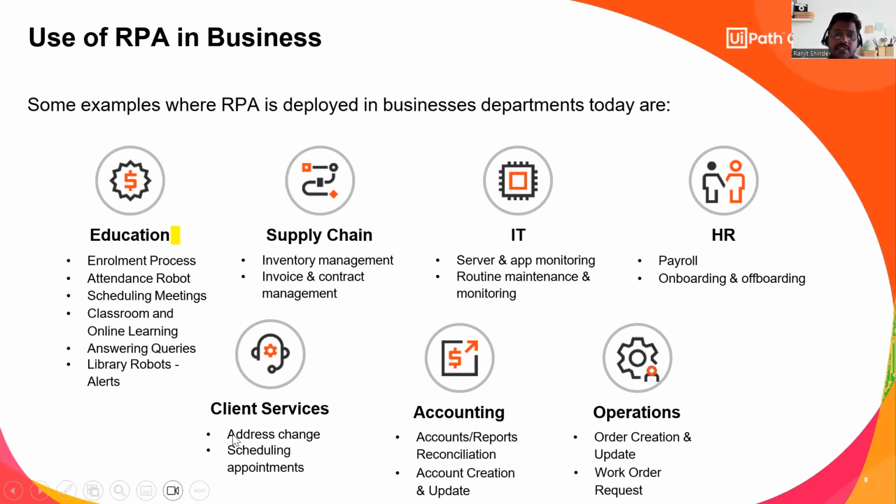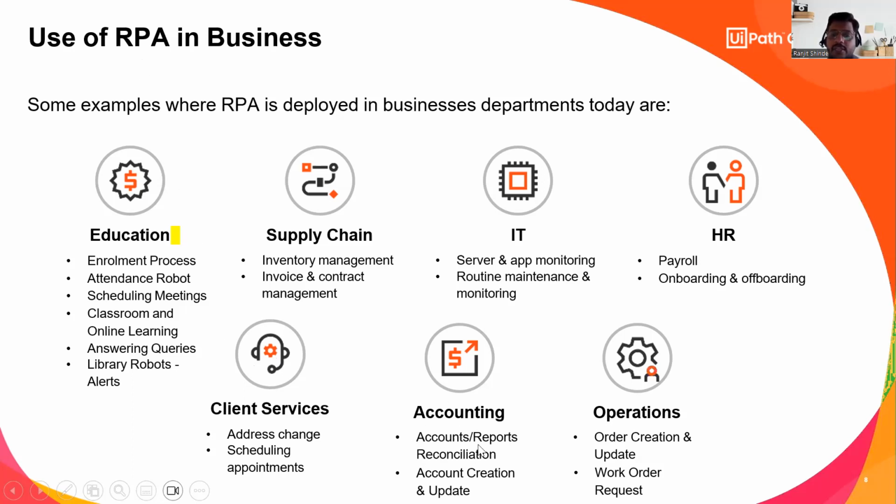And then client services, address change, scheduling appointments. Address change means, we'll take an example: suppose I want to change my address on my Aadhaar card. We'll go to a shop and give our address proof at that time. Then and only then will that person change the address. So we'll do a similar process with the help of RPA.